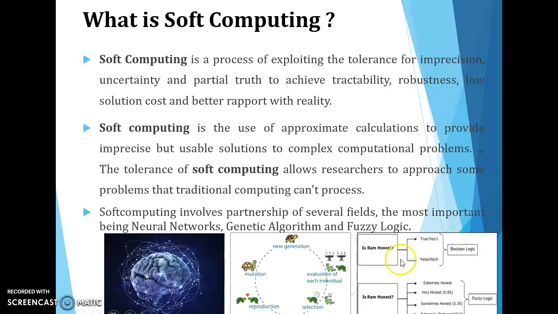The last one deals with logic. Instead of using binary logic, yes, no, true, false, 1, 0, why can't we divide the logic into groups of logic called fuzzy logic? Extremely honest, very honest, sometimes honest, extremely dishonest, in that way.